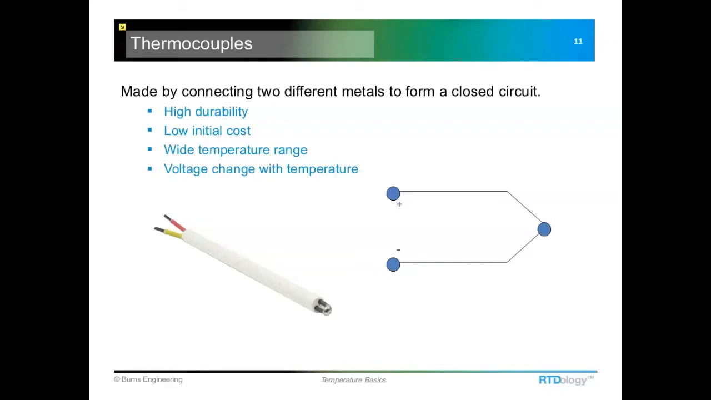They typically use an ice point as the basis, so they know, there's a little hot junction here at the tip of the sensor. So it's just like a zero reference between that and the tip, so the instrumentation knows how to measure that voltage.